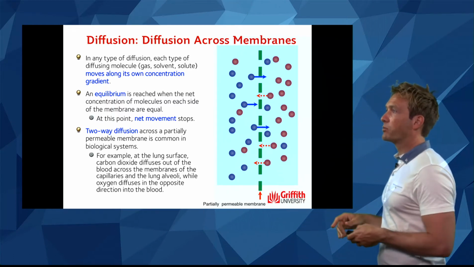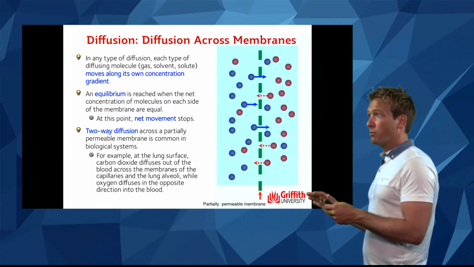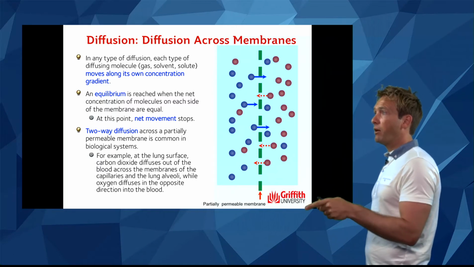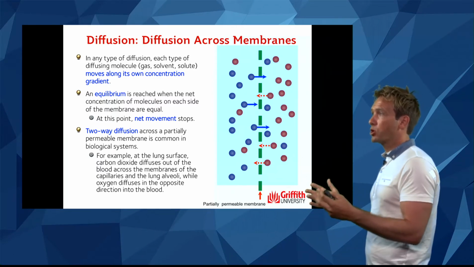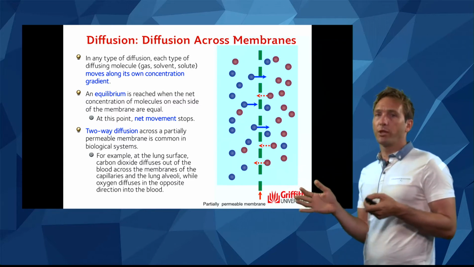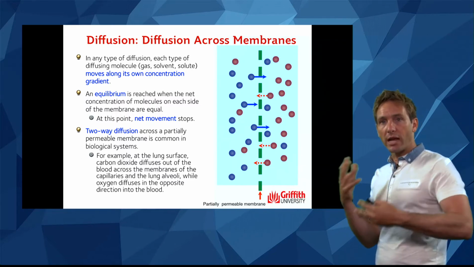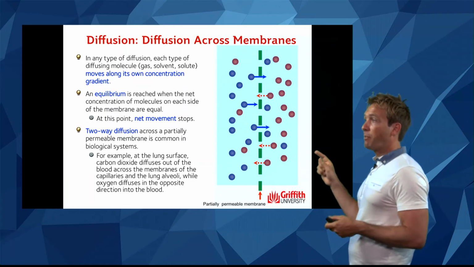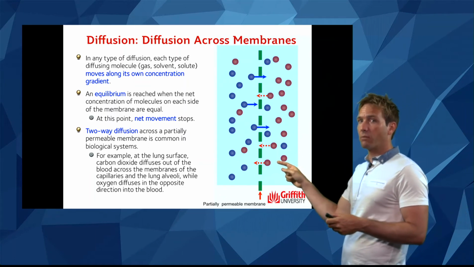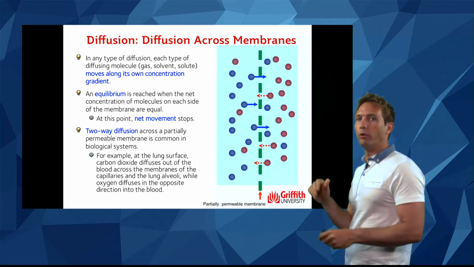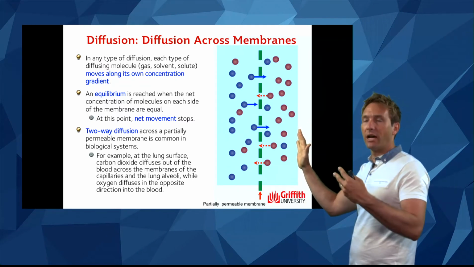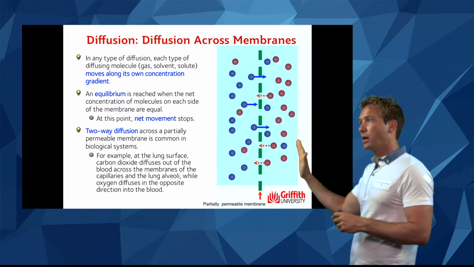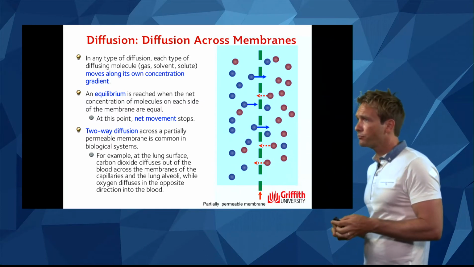An equilibrium is reached when the net concentration of molecules on each side of the membrane are equal. At this point, we have what's called the net movement stops. So what that's talking about is this kind of dynamic equilibrium, is this idea that particles will still be moving across the membrane, but the rate of movement will mean that it'll be even concentrations of those particles inside and outside.